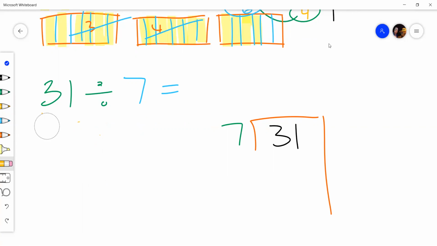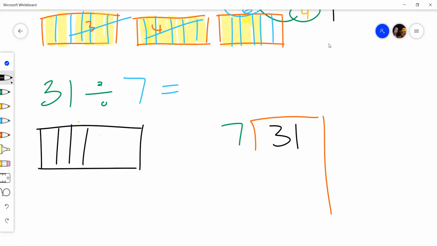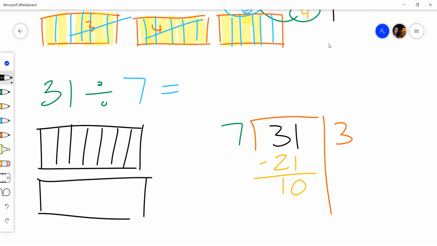So I'm actually going to model over here. I'm going to make one group first. So I have 1, 2, 3, 4, 5, 6 lines, which make 7 pieces. What do we know? 7 times 3 equals 21. So I need 3 of these whole groups first. I just did that. So 1, 2, 3, 4, 5, 6.